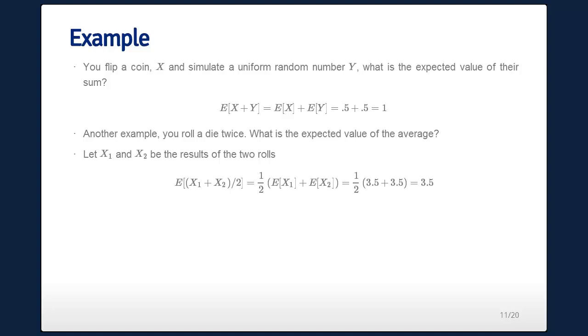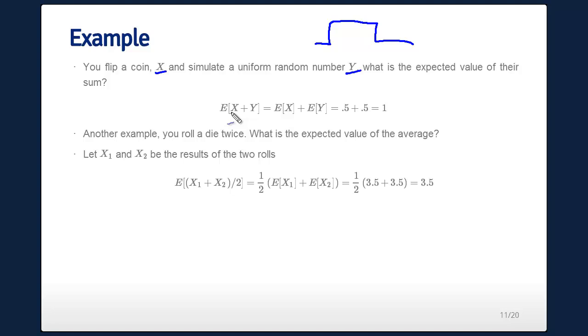So we can calculate things that you wouldn't think would be hard to calculate. Suppose we flip a coin x and we simulate a random uniform number. So a uniform number is that density that looks like a box, y. And so they both have expected value of 0.5. What's the expected value of their sum? Well, that's a hard random variable to talk about because it's neither discrete nor continuous, right? It's got this weird bump in the instances where x has a 1, where x takes on value exactly 1.